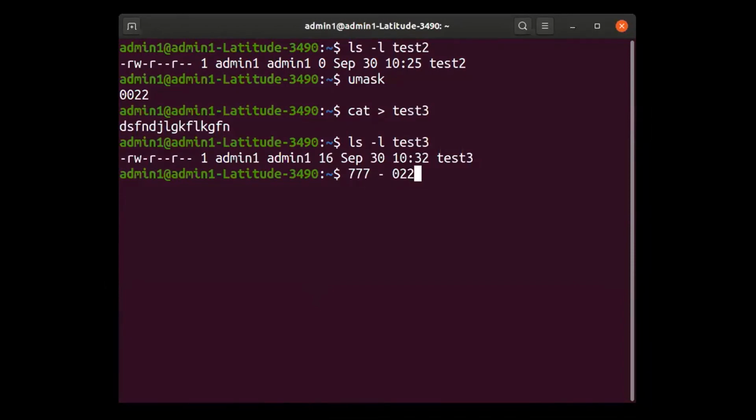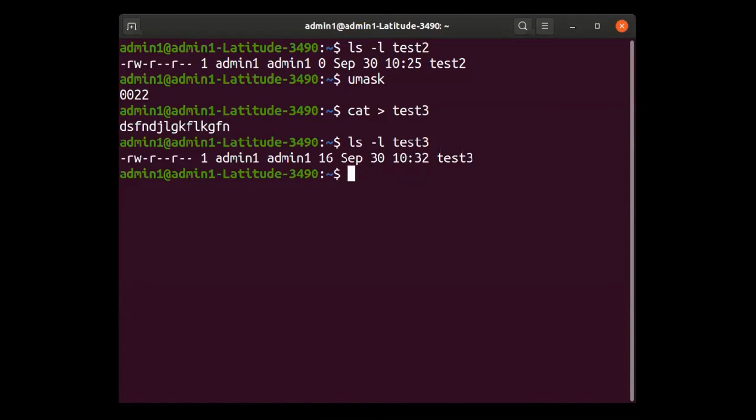Not 055. 7 minus 0 is 7, Raja. Then 7 minus 2 is 5, and again 7 minus 2 is 5. So it is 755 for a directory, right? So what is 755? Everything for owner, correct? Read and execute for group and others, right?